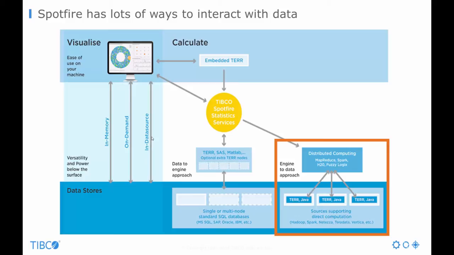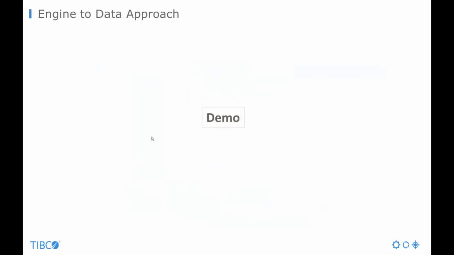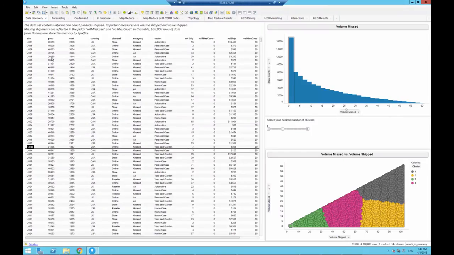So let me demo the engine-to-data approach. We will also demo the 3 different ways of connecting to data, and we will show embedded TERR. In this demo, we show fictitious data for a wholesale company distributing merchandise to retailers. We have several distribution centers or sites in 3 countries. They have noticed that a proportion of their shipments goes missing. Their goal is to identify the problematic shipments in order to investigate them for fraud.